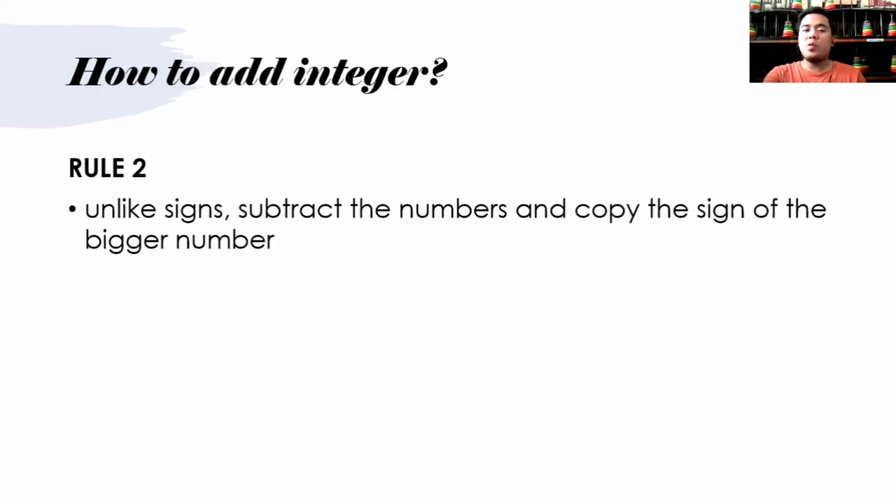Next, rule number two. Unlike signs, subtract the numbers and copy the sign of the bigger number. So what are those unlike signs? Yun yung ang isa ay negative and the other one is positive. So pag magkaiba na ang sign, you have to subtract the value. So subtract the value of the numbers. Then the answer will follow the sign of the greater value or the greater absolute value.